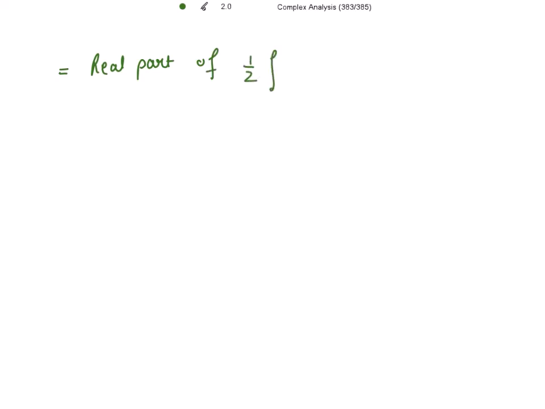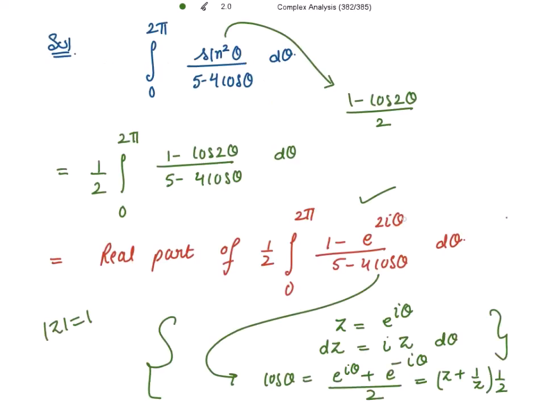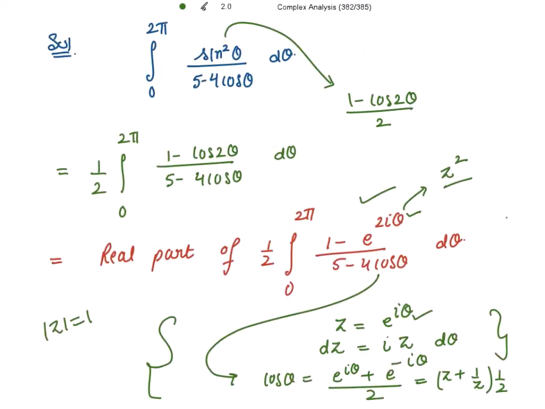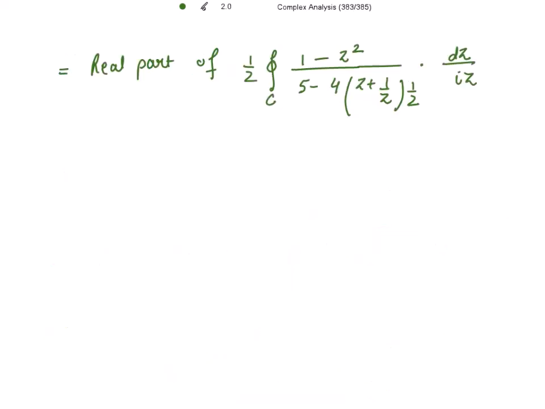1/2 of the integration over the circle mod z equal to 1. This is 1 minus, instead of e to the power 2 iota theta, we can write z square, right? So z is e to the power iota theta, so e to the power 2 iota theta will be z square. So this is z square divided by 5 minus 4. Instead of cosine theta, I am writing z plus 1 by z into 1/2. And for d theta, we write dz divided by iota z, right? So 2 is cancelled out with this.